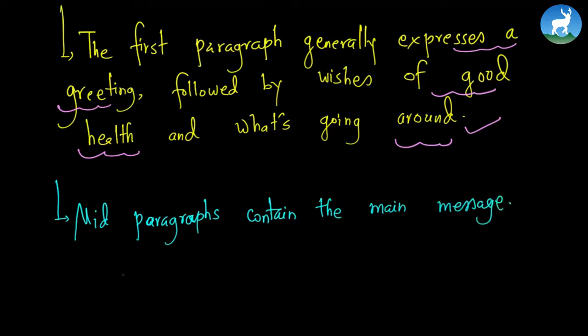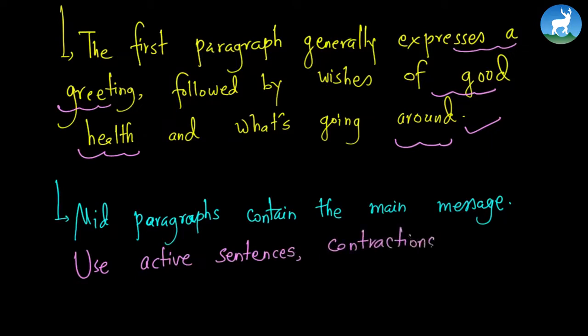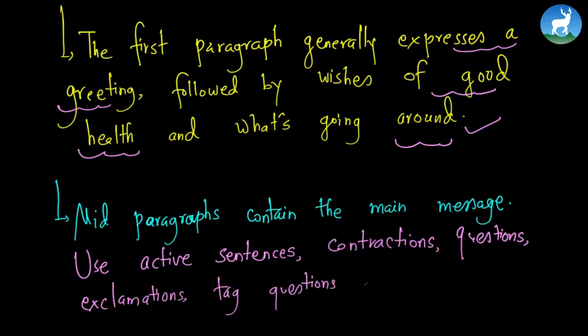Mid paragraphs, they contain the main message. So I want you to use what? Use active sentences, not passive voice, contractions, because we are writing a very informal letter, questions, exclamations, tag questions, and so on. So why is this done? This is done to make your letters colloquial.